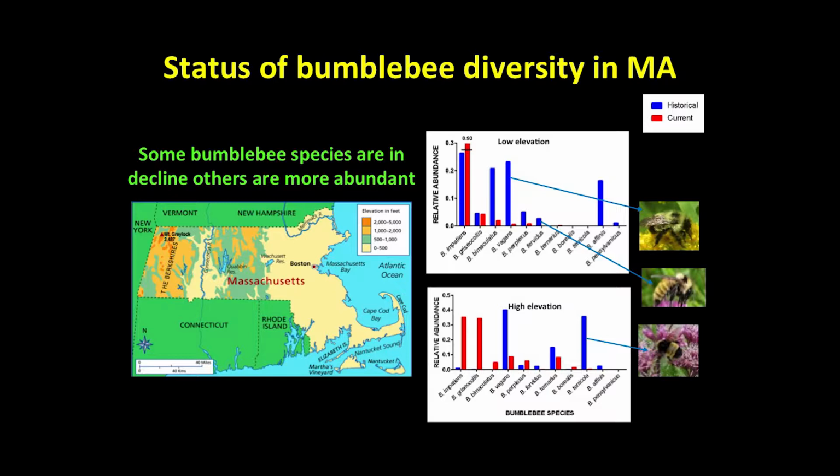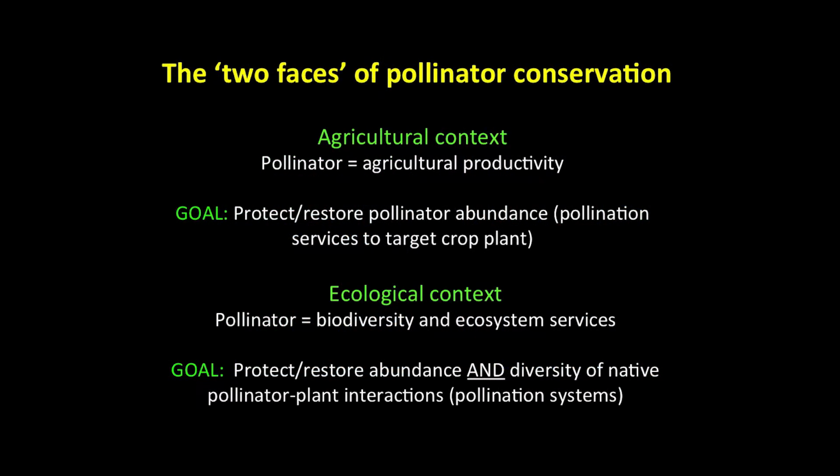So the two phases of pollinator conservation: we have agriculture, where we're really considering agricultural productivity. To get that, all we need are enough pollinators to do the job, right? So we're really focused on pollinator abundance. It does not matter how many species you have, it just matters that you have enough of a particular pollinator that's going to get the job done. In an ecological context, pollinators equal biodiversity and ecosystem services. So diversity is key here, as well as abundance, of these native plant-pollinator interactions, because that's what's churning out the biodiversity and providing these ecosystem services. So different contexts, different priorities, different goals, therefore we should have different strategies.